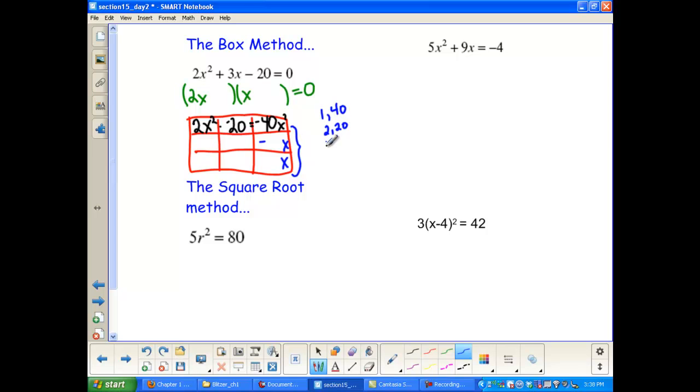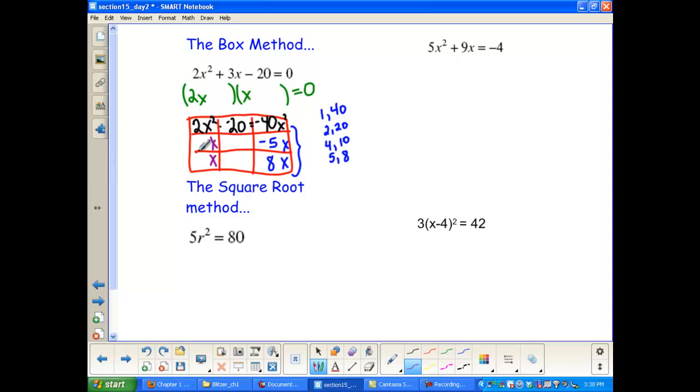3 doesn't work. 4 and 10. 5 and 8 sounds like a nice combination. And you just have to choose correctly. So we will choose the negative 5 and the positive 8 because they add up to positive 3. So that's what really drives this box so that we can figure out the remaining parts.